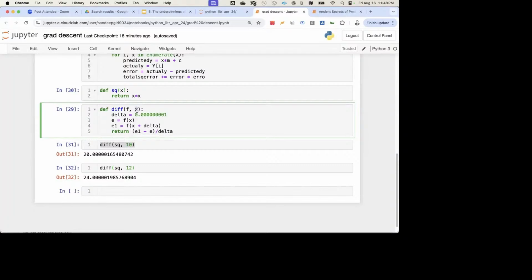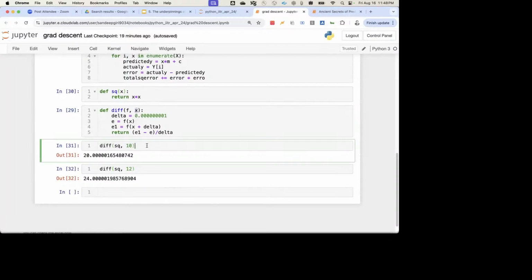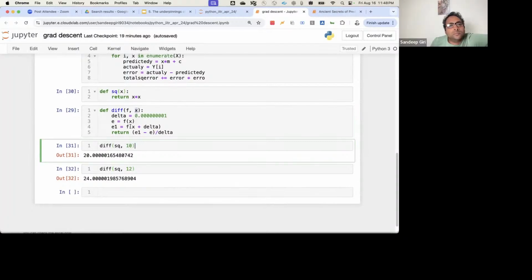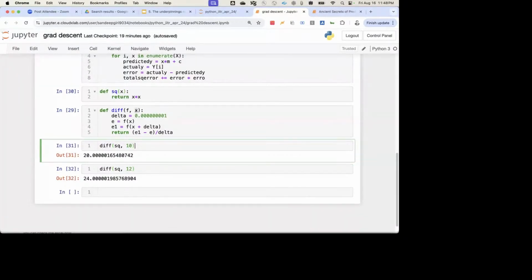Sandeep, I had a question. In differentiation, would it not be divided by the original rather than delta? Like the difference between the two data points, divided by the original one.